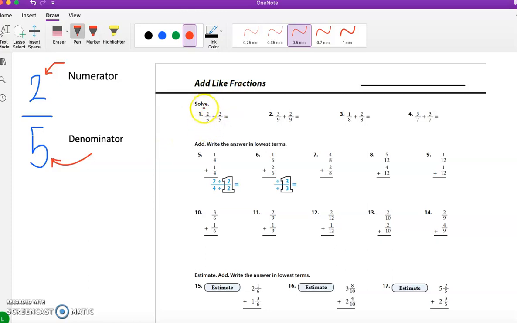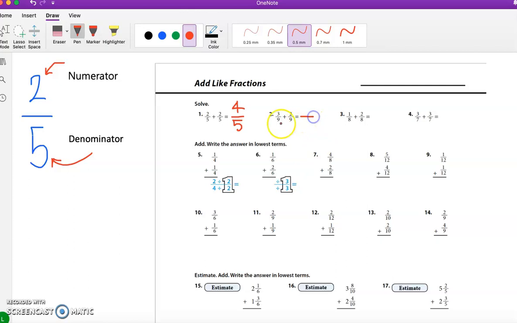Because the first fraction and second fraction have the same denominators, they are using the same boat. That way I don't need to change my denominator because it is the same size of boat. So I'm going to keep it as it is. However, I'm going to add the passengers, the number on top. On this boat, how many passengers are riding? 4 passengers.